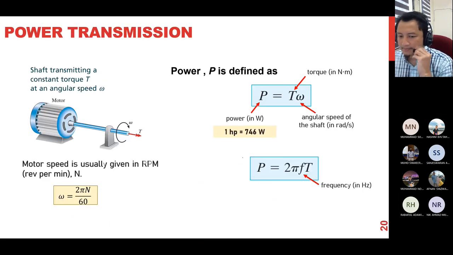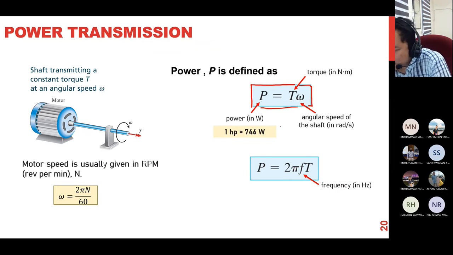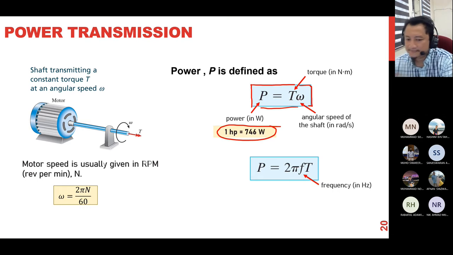So if you put your shaft connected to a motor, it's going to transmit power. So power, we can link them using this formula. Power is equivalent to torque times omega. So one horsepower, for example, is 746 watt. So you can find out many things.